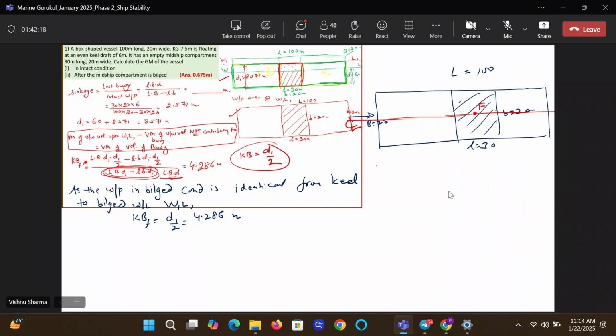Okay. So what will be BMT? BMT will be ICL of which area, guys? Look at the formula which we wrote first on the day of BML BMT.